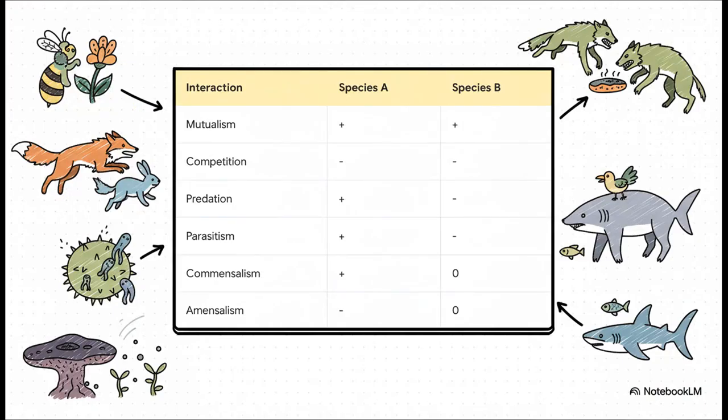This table is a fantastic summary. We use signs to show the effect. A plus sign, our little smiley face, means it's a benefit. A minus sign, the sad face, means it's harmful. And 0, the neutral face, means there's no effect. So in mutualism, both are happy. In competition, both are sad. In predation, one is happy, one is sad. You must remember this table.